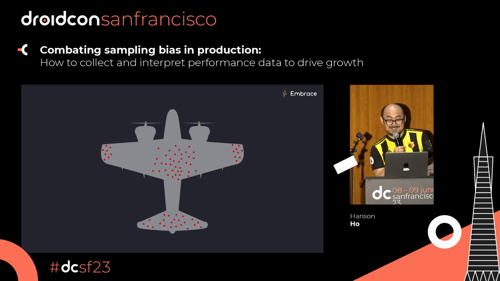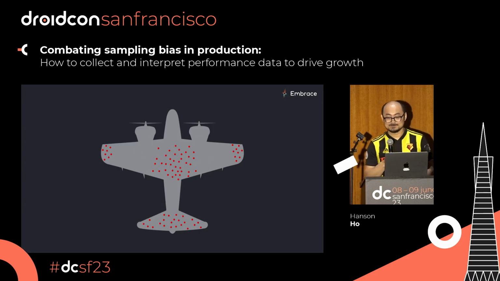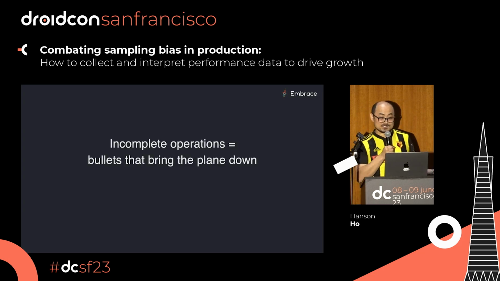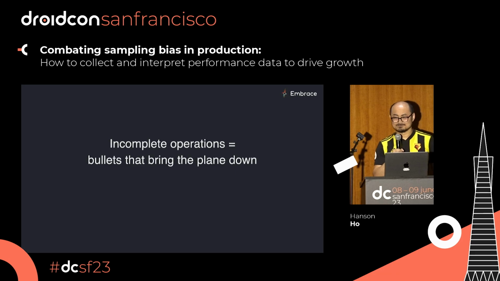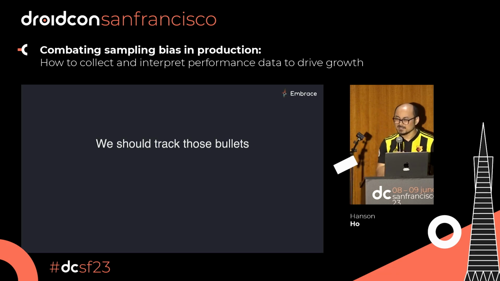If a cockpit gets hit and an engine gets hit, the plane goes down. It doesn't land back on the base, and it doesn't get counted. But it doesn't mean that the bullets didn't hit those places. It just means you don't know they did due to how you're getting your data. Well, incomplete operations are the bullets that hit the plane and bring it down, because we don't collect them often. Some people do, but a lot of people don't. And you know what? We should track those bullets.